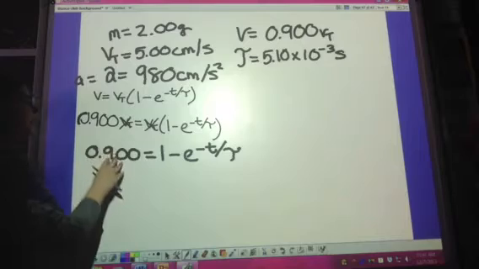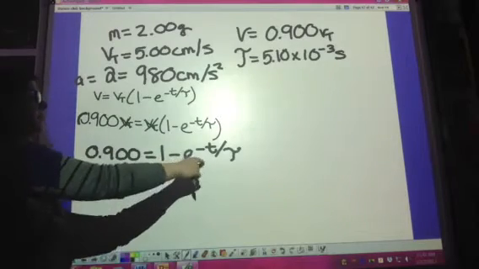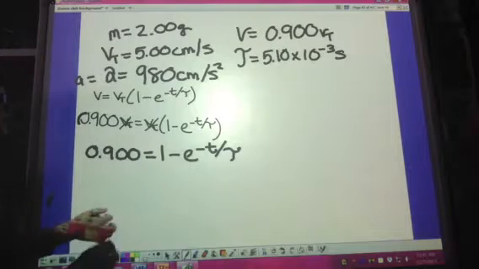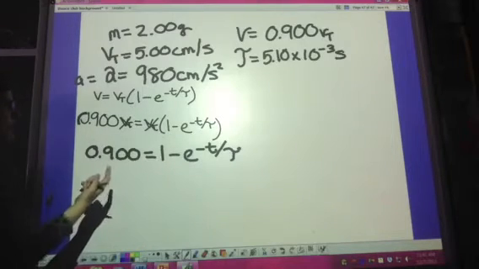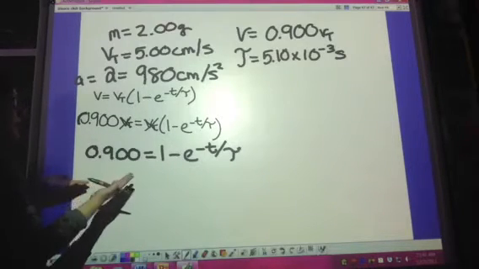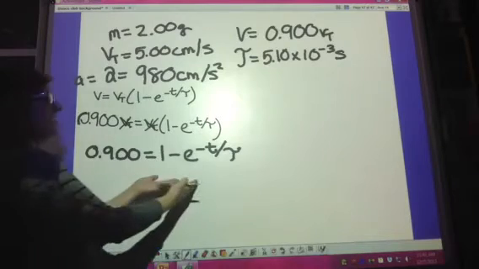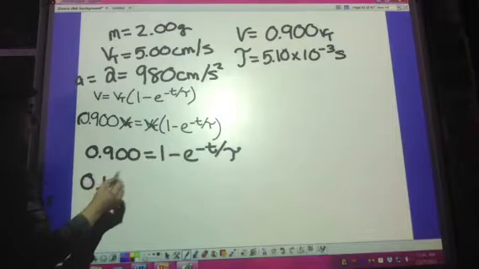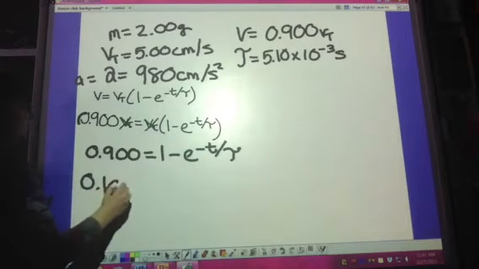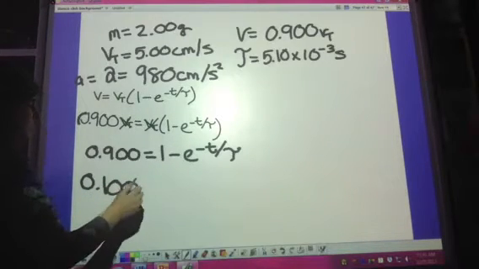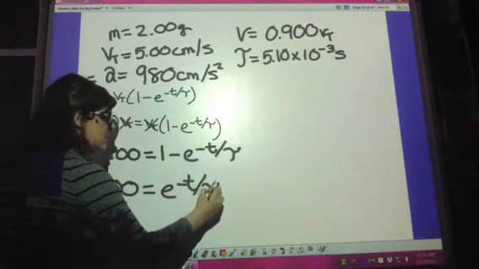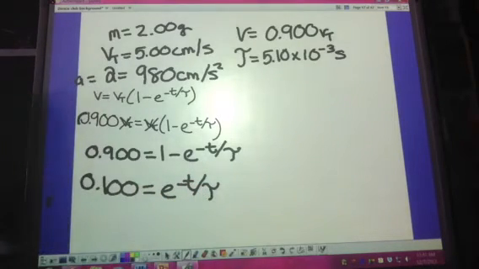So we would get 0.9 equals 1 minus e to the negative t over tau. I could simplify this a little bit further if I subtract 1 from both sides. If I do that, I'll get a negative 0.1 on this side, and I'll have a negative e over here. So really the negatives would both be positives on both sides, and I'd get 0.100 equals e to the negative t over tau.